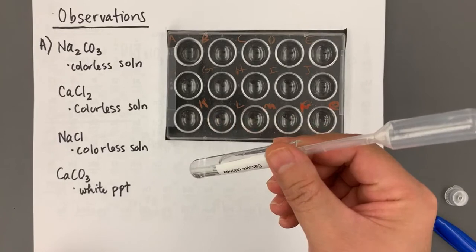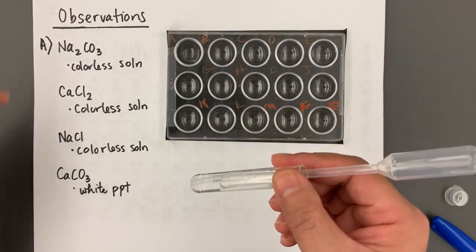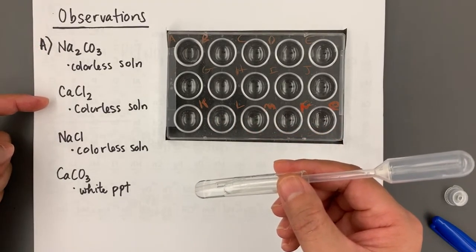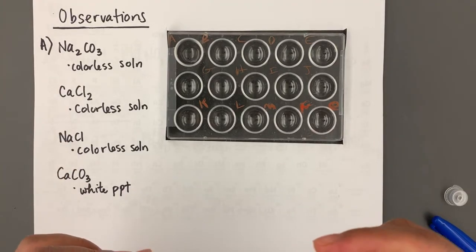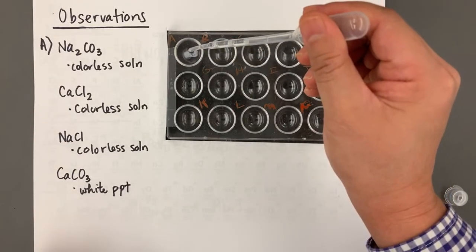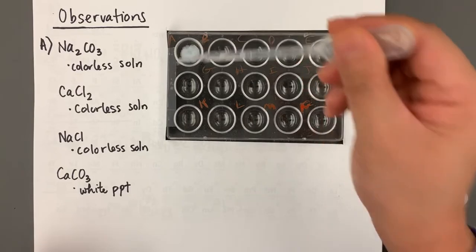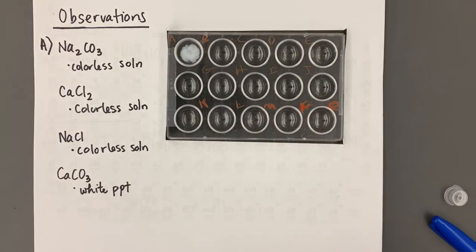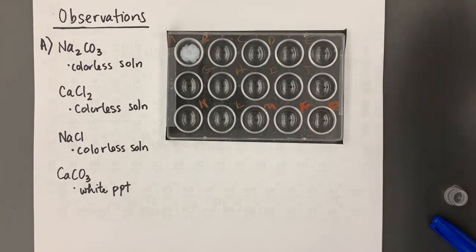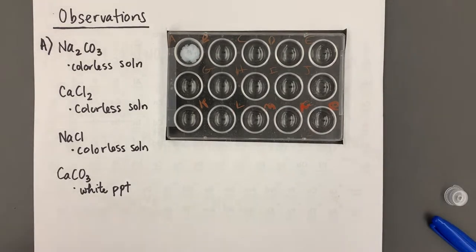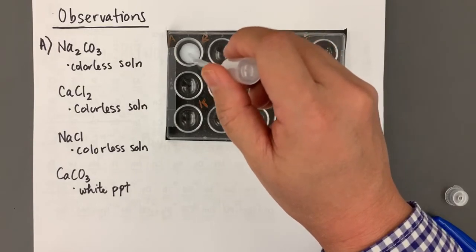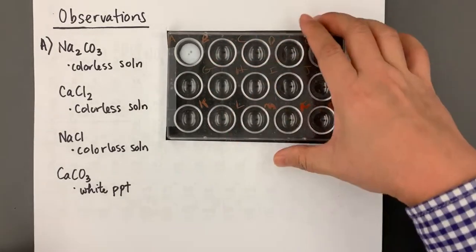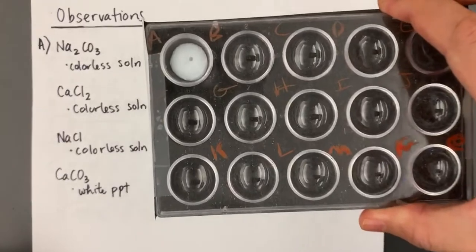Calcium chloride is again a colorless solution. So under the observations on your data sheet, you should write calcium chloride as a colorless solution. Okay, I'm going to add that to my well. Okay, and we notice immediately something has happened. There is a white solid that appears in the well. Okay, and if you want a close up, I'll just bring it up closer for you here.